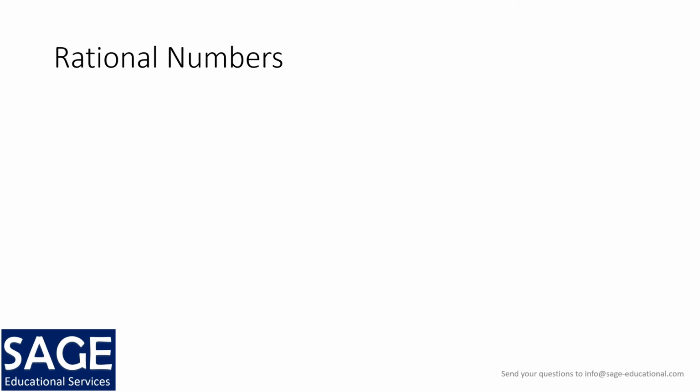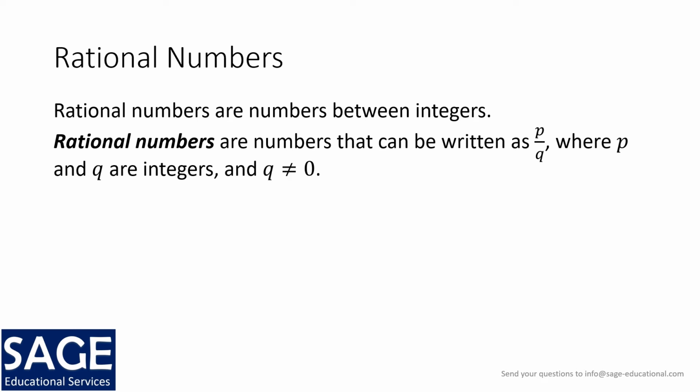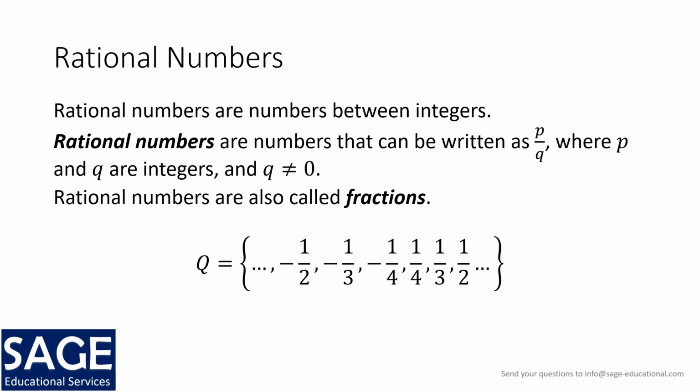Now there are also numbers in between integers. Those numbers which are in between integers are called rational numbers. Another name for rationals is fractions, and the reason is that these are numbers which can be written as p over q, a fraction, where p and q are integers and q is not equal to 0. So here are some examples of rational numbers. Negative 1 over 2, negative 1 over 3, negative 1 over 4, 1 over 4, 1 over 3, 1 over 2. These are all rational numbers.